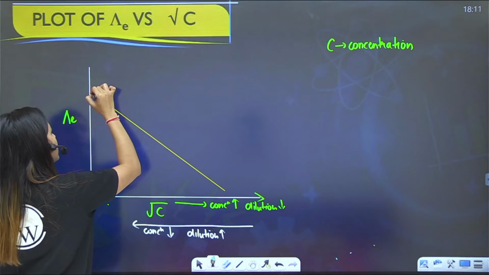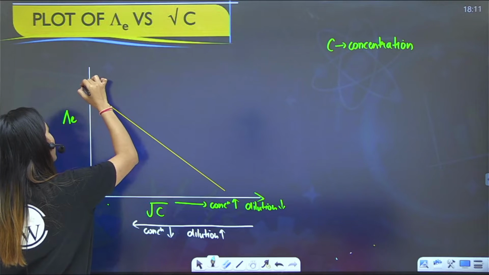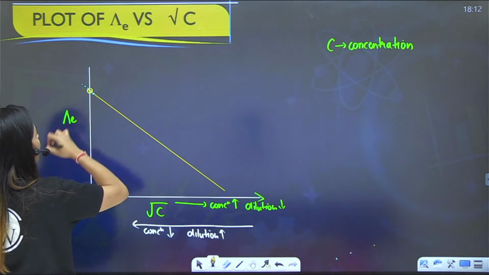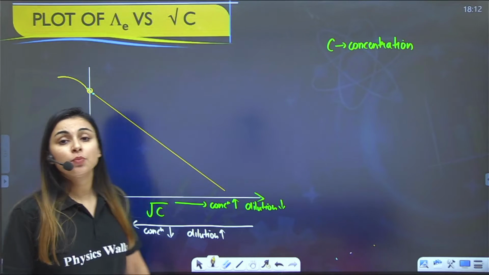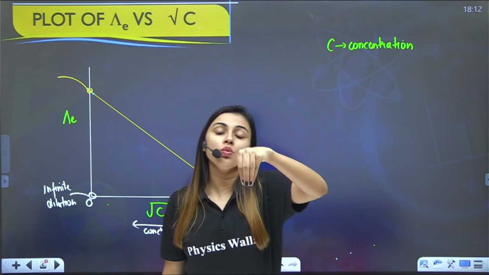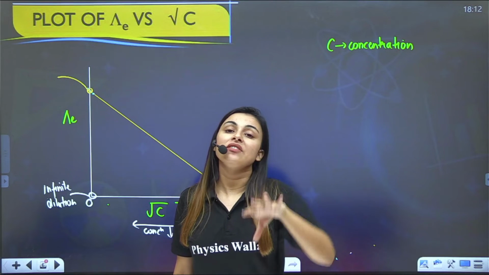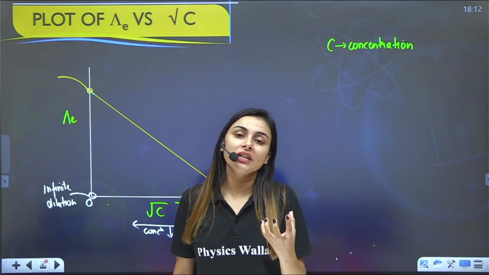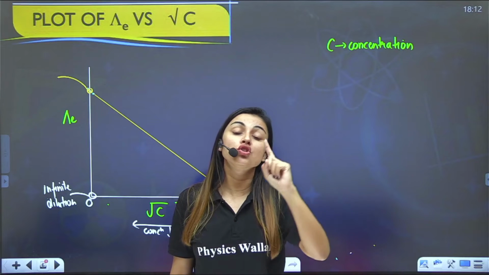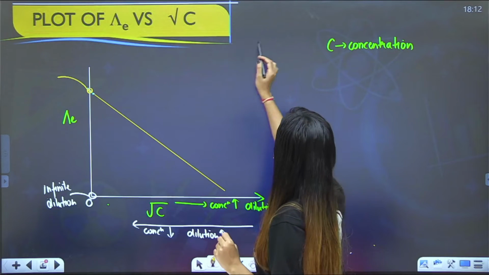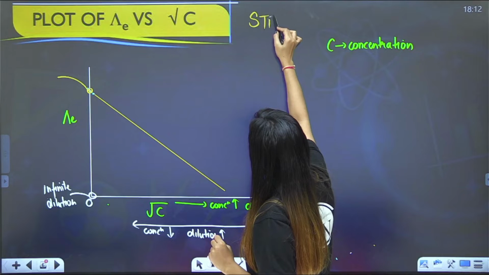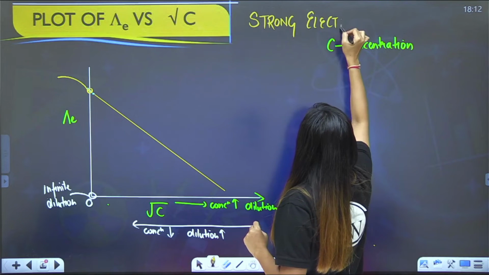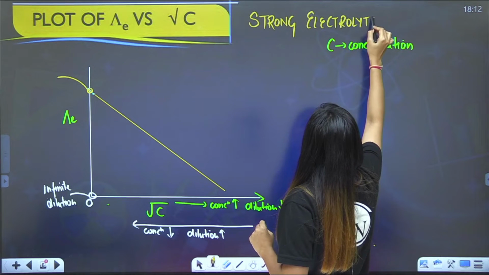Now, when you extrapolate this part, my dear students, you get a point here, and this point is the point where you can see what will be the equivalent conductivity at infinite dilution. So, they extrapolated the graph and calculated the equivalent conductivity at infinite dilution for strong electrolytes. Okay, I just wanted to tell you this plot is for strong electrolytes. Later we will be talking about weak electrolytes also.